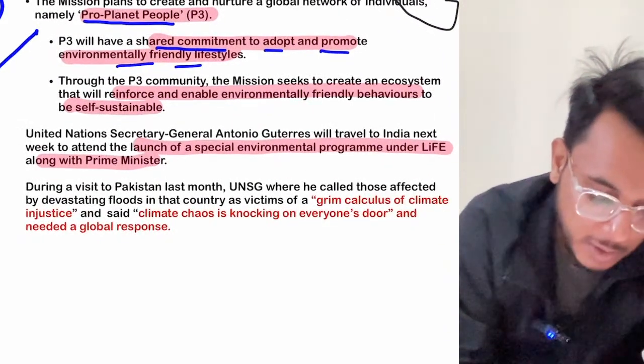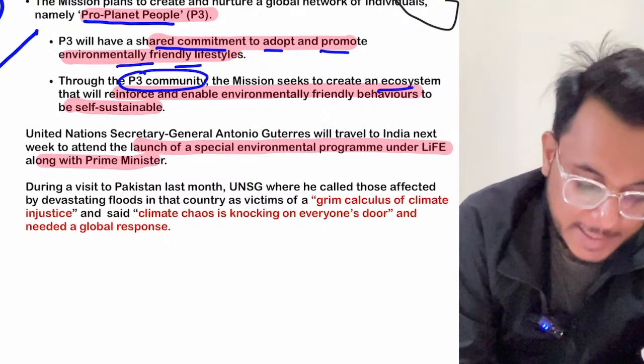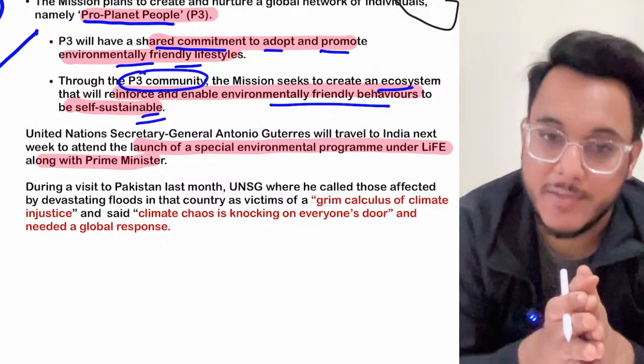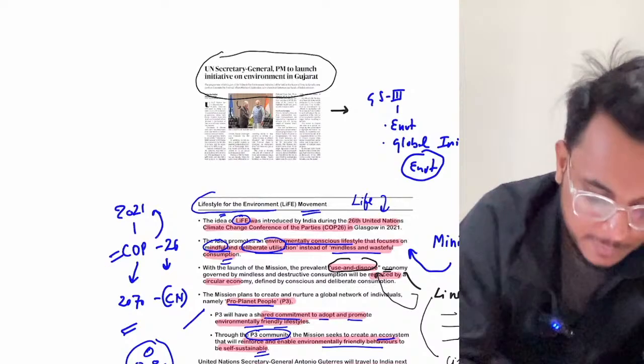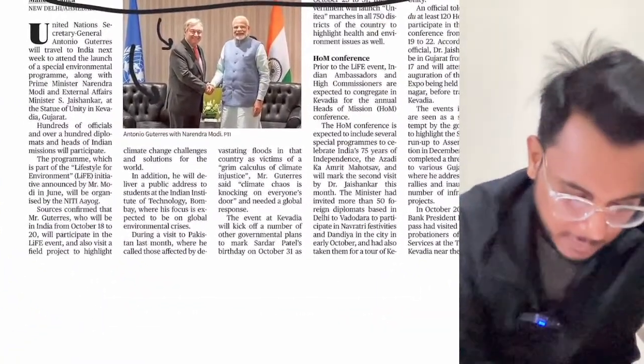Now this particular mission, this P3 community, will create an ecosystem which will enforce and enable environmentally friendly behaviors. So this is all about the lifestyle movement. Now guys, as this LiFE movement is going on, what is going to happen next week?